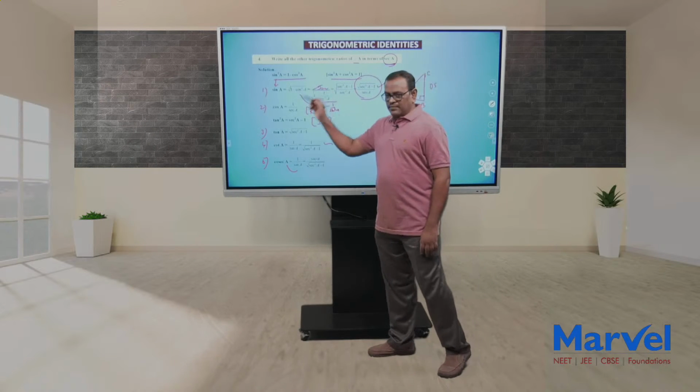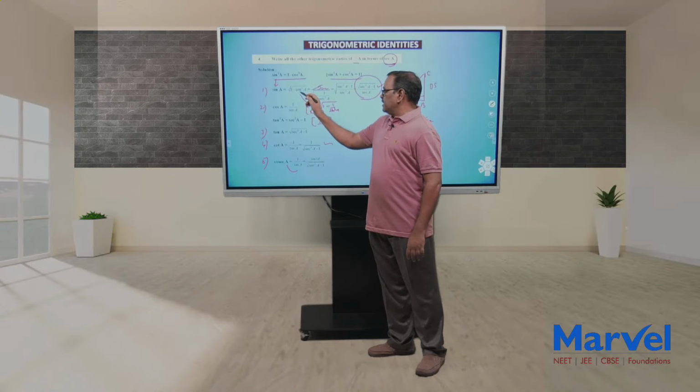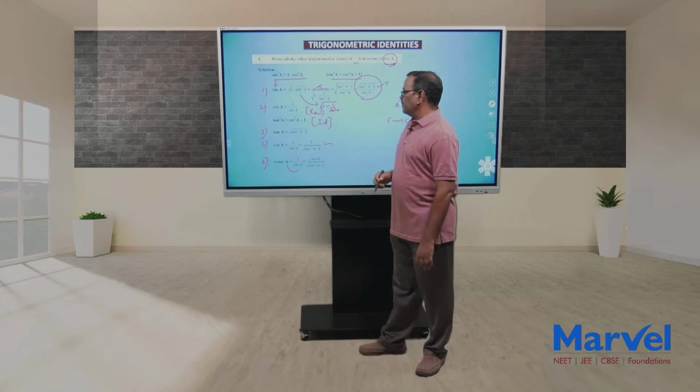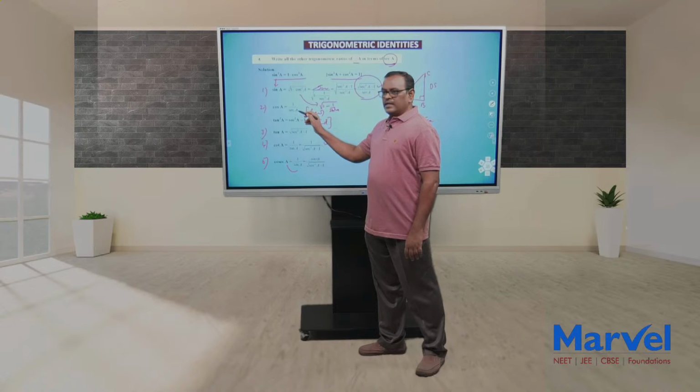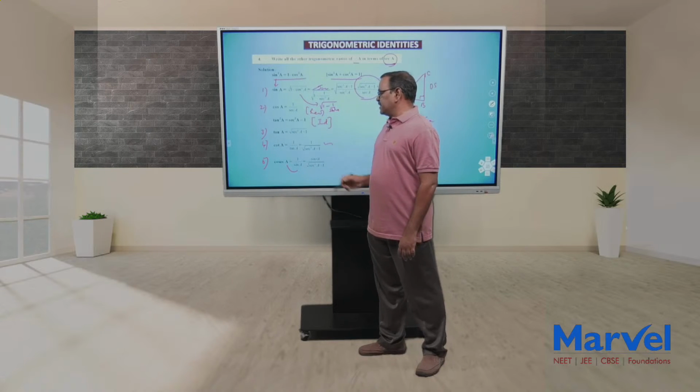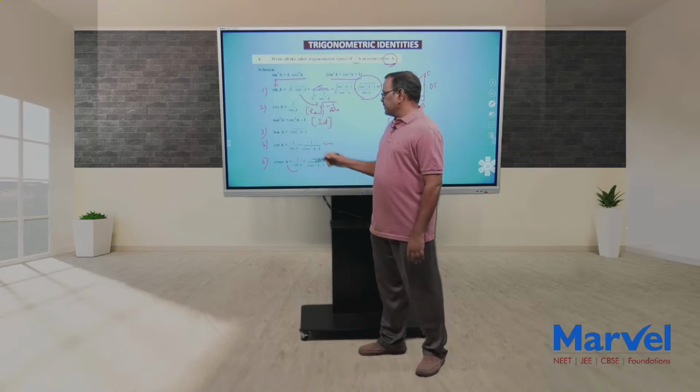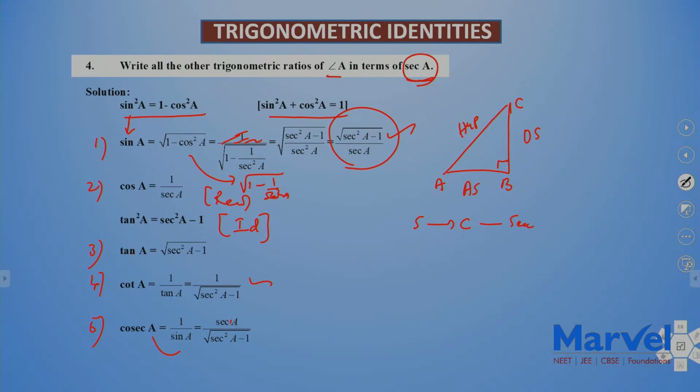First I will revise again: sin in terms of cos, cos in terms of secant using the reciprocal identity, tan in terms of secant using the direct identity, and cot is reciprocal of tan, cosecant is reciprocal of sin. Type 2 over.